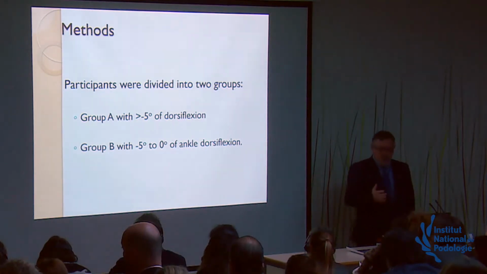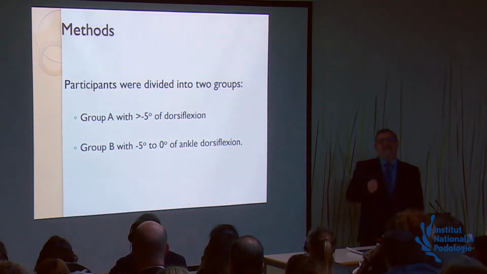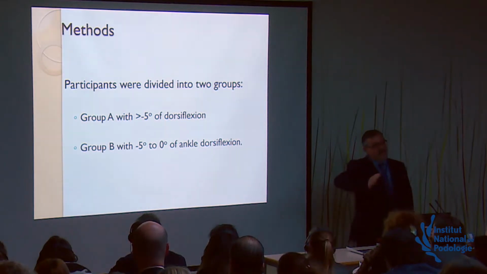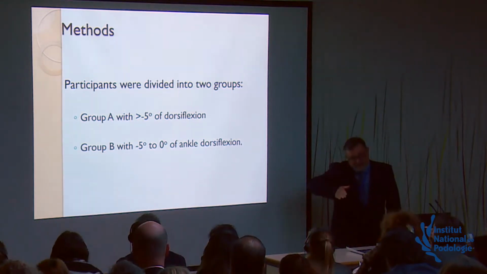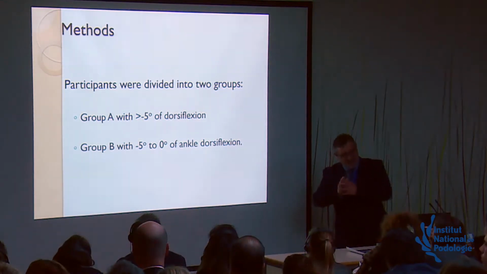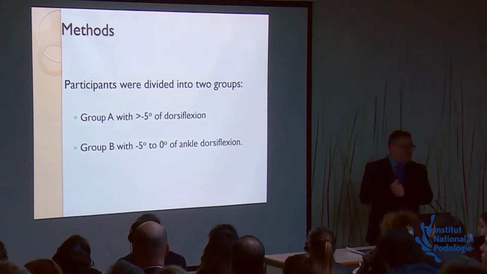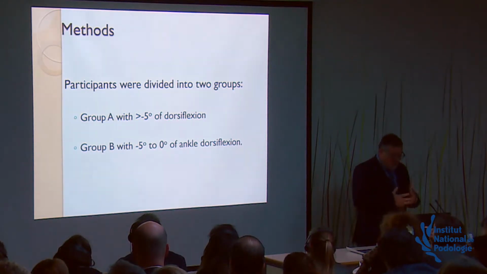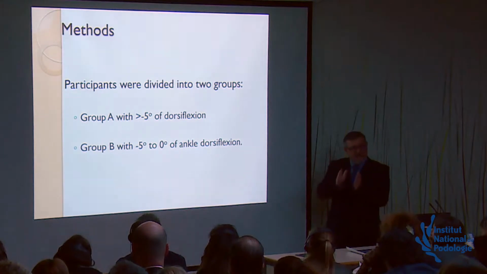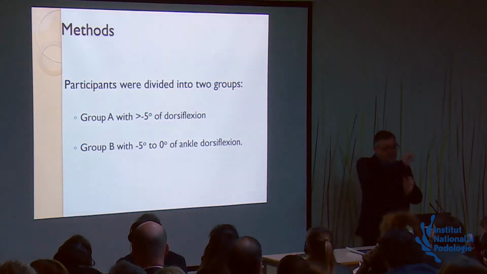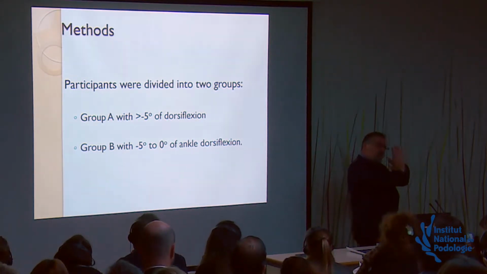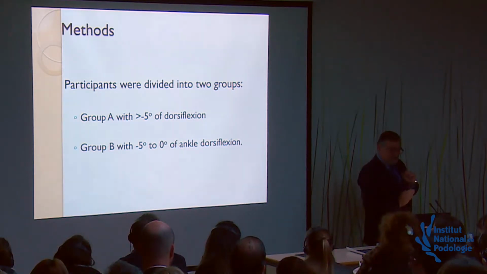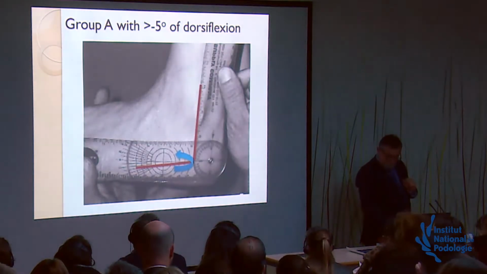Okay, so one group had more than minus 5 degrees of dorsiflexion, meaning that the one group had more than 5 degrees of plantar flexion, actually, when we do the examination at subtalar joint neutral, it's very important, while the other group had between minus 5 and 0 degrees of dorsiflexion. So 0 degrees of dorsiflexion, meaning that the foot is at 90 degrees when you apply maximal strength to dorsiflex the foot at subtalar joint neutral position. Okay.